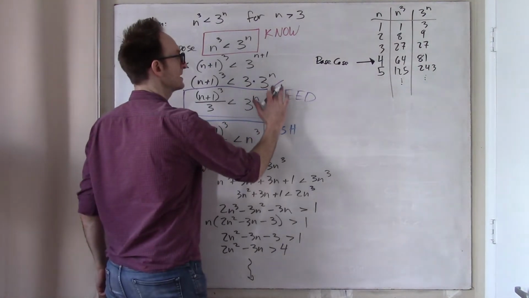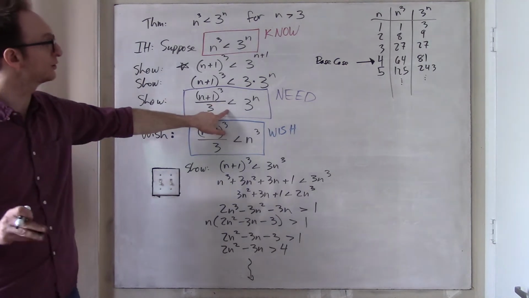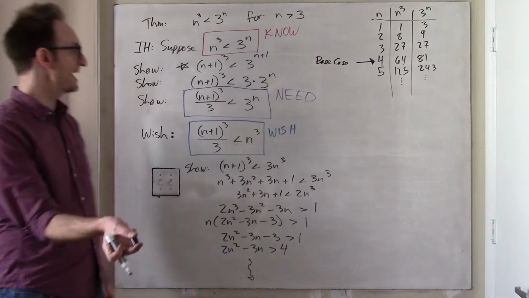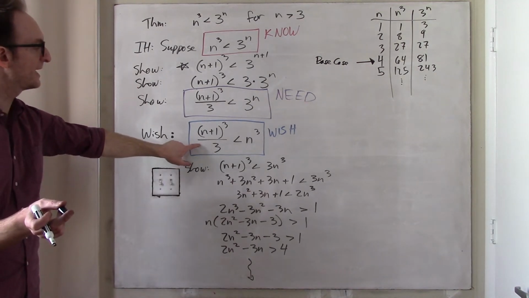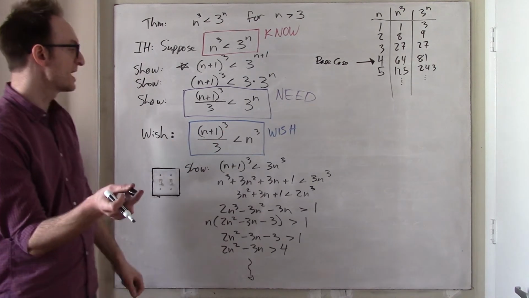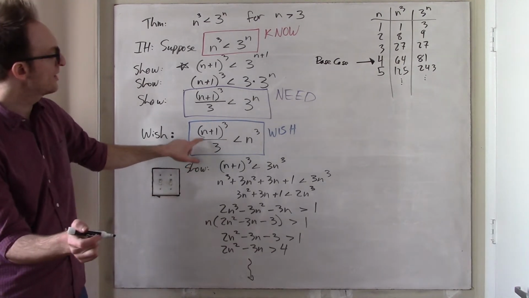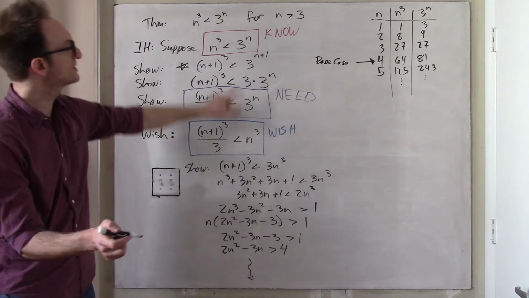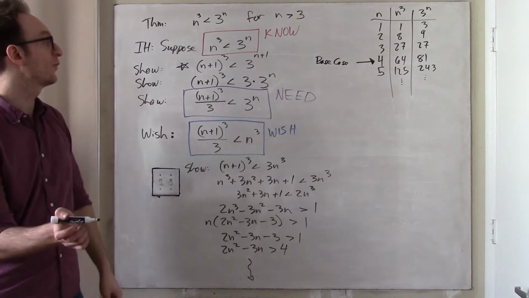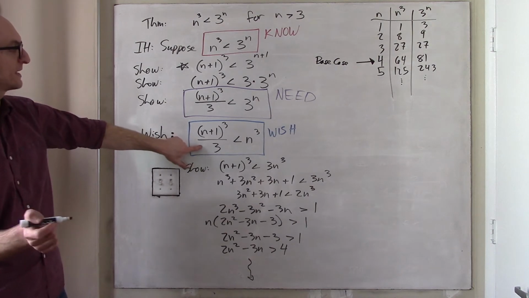The statement in the purple box is basically the thing I'm trying to show, and yet it has the advantage of looking a lot like my inductive hypothesis. At this moment I go into a deep think and come up with this statement right here, that n plus 1 cubed over 3 is less than n cubed. I wish that this were true, because then I would know that n plus 1 cubed over 3 is less than n cubed, which is in turn less than 3 to the n, which gives me by transitivity the thing in the purple box, the thing that I need. So now I can just set my mind to proving this thing in the blue box.